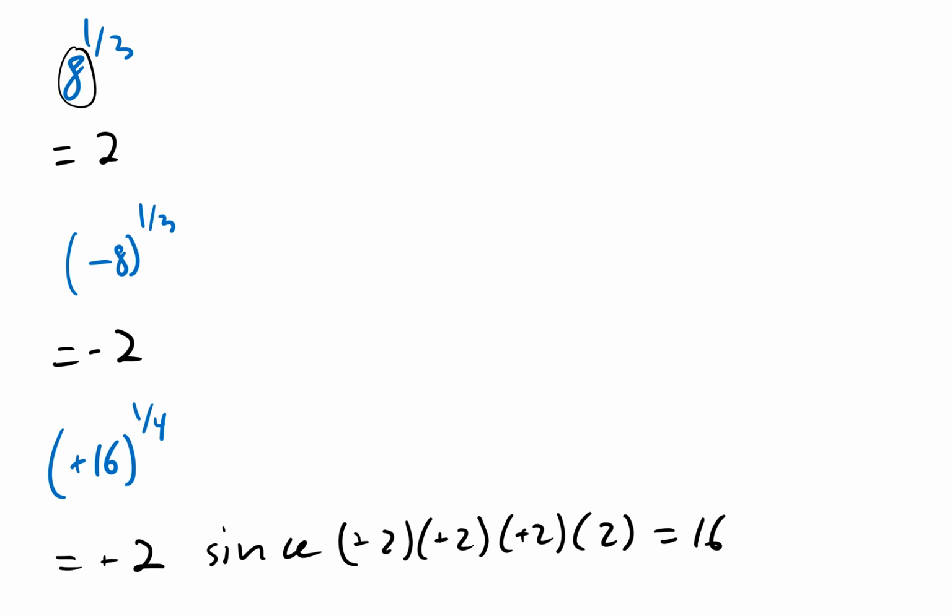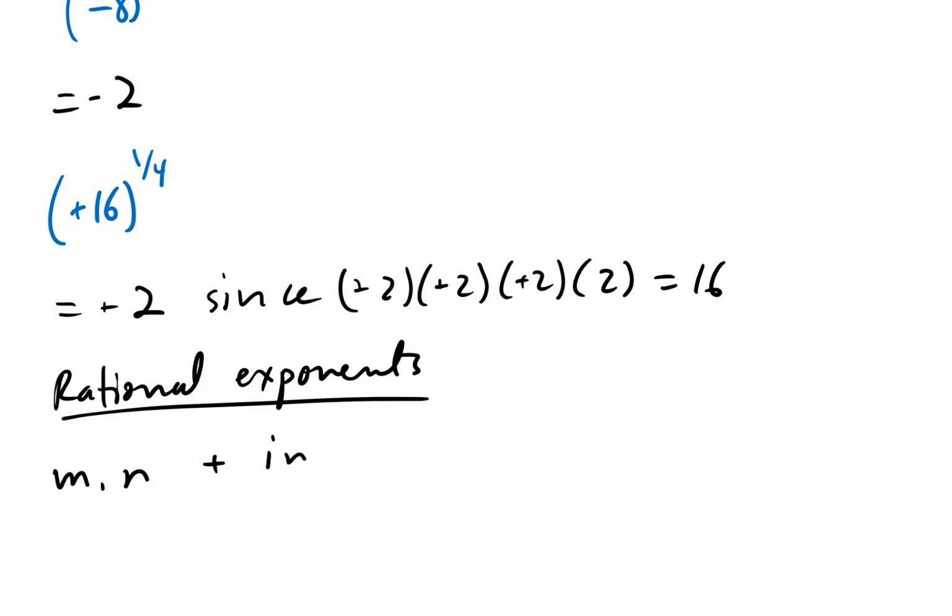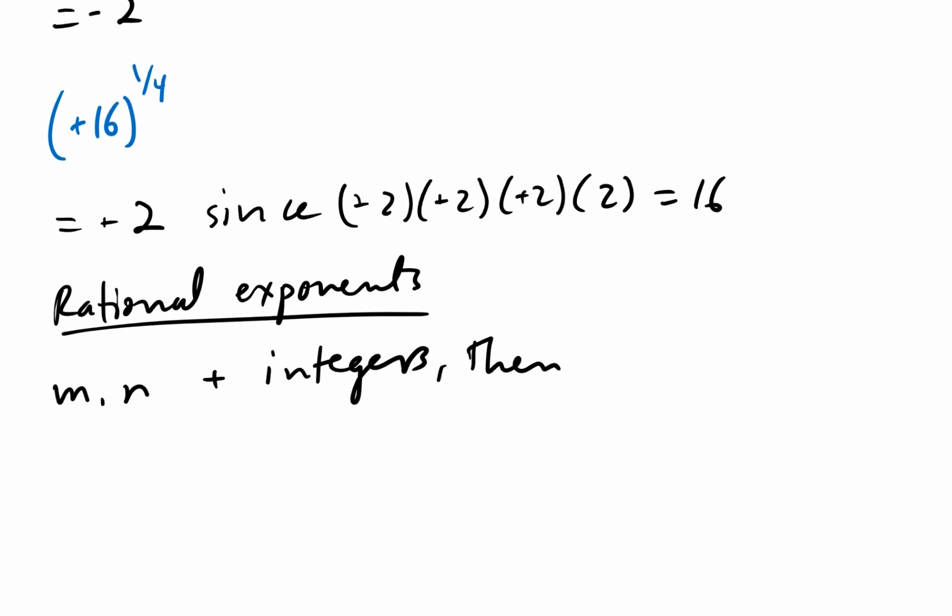So when we talk about rational exponents, what we have here is, if m and n are positive integers, then a to the m over n can be rewritten as the nth root of a, all to the m, provided that a to the 1 over n is real. Provided it's real.